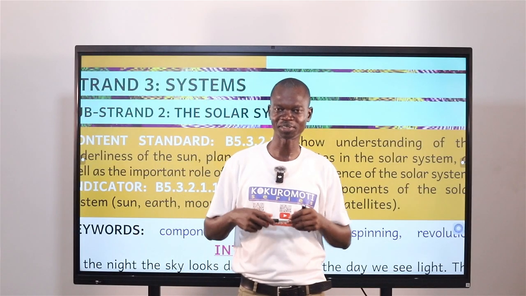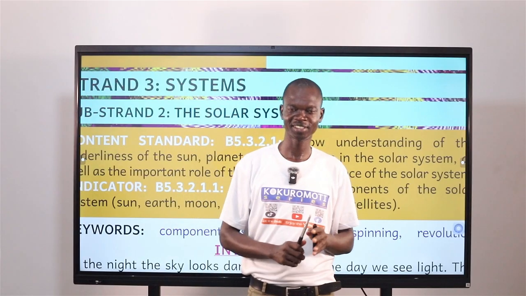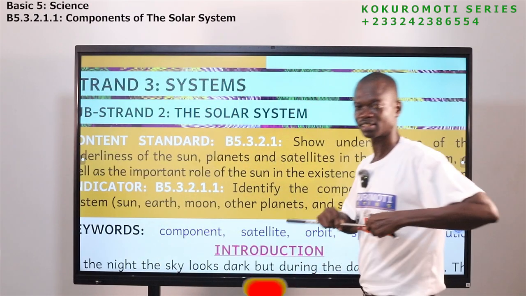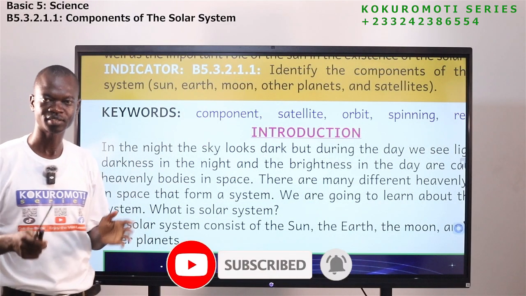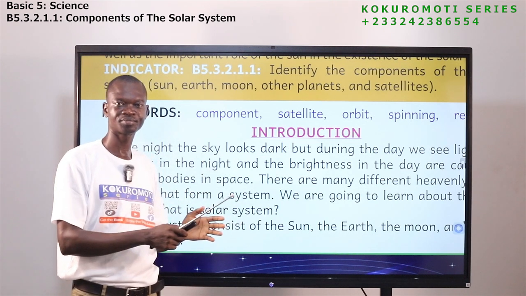My name is Paul. So for today we have science. Science for basic 5. Today we are looking at systems. The first word is component. Component of something is the same as parts of something.